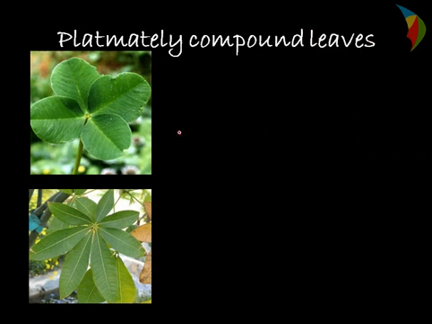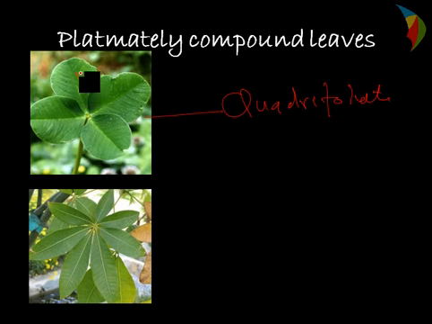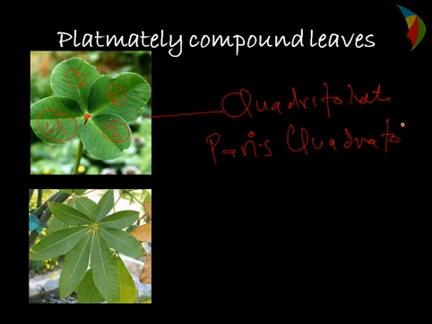Now the other 2 types are the quadrifoliate. Quadra means 4. Quadrifoliate palmately compound leaves. There you can see 1, 2, 3, 4 leaves coming out on the tip. This is the tip. The common example is Paris quadrifolia.